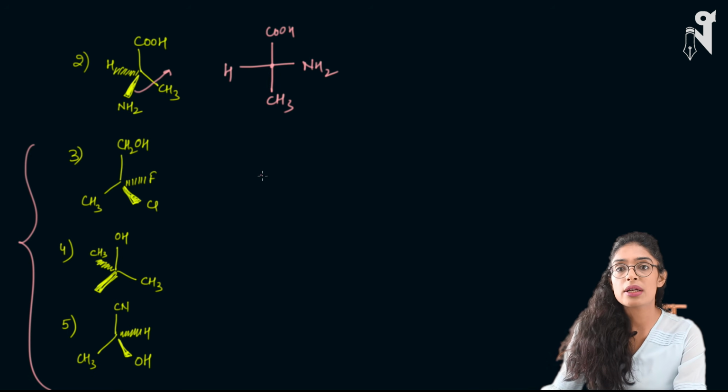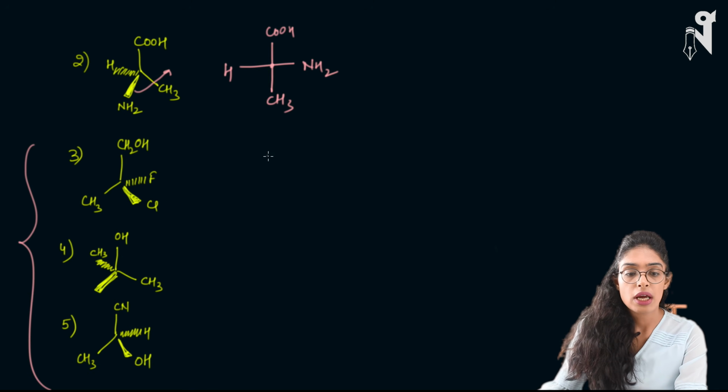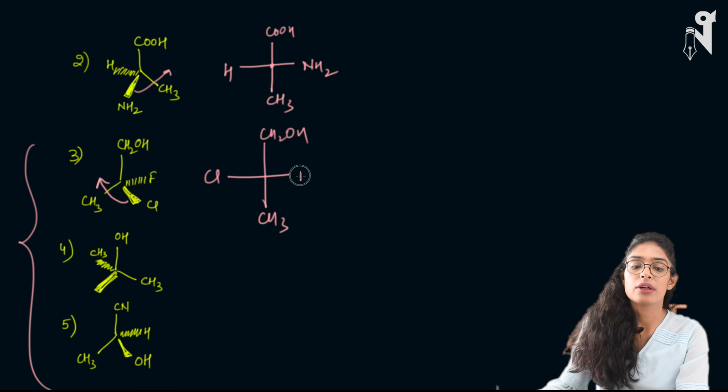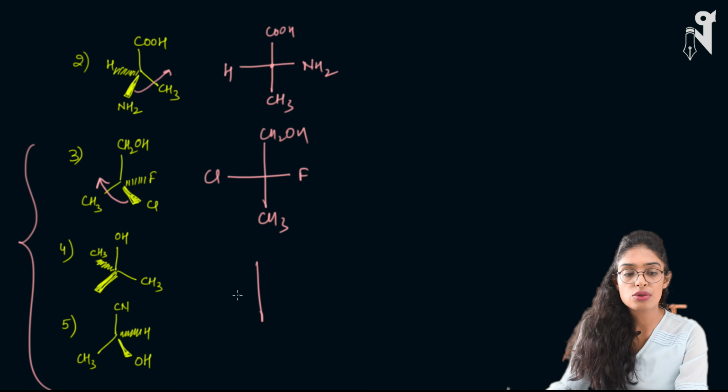Okay, so I hope you guys have done it by now. Let's quickly check what should be the answers, or what should be the Fisher projection of these molecules. Again, draw the cross, and CH2OH and CH3. Chlorine will be moved here, so it will be Cl here, fluorine here. Again, let's put a cross over here.